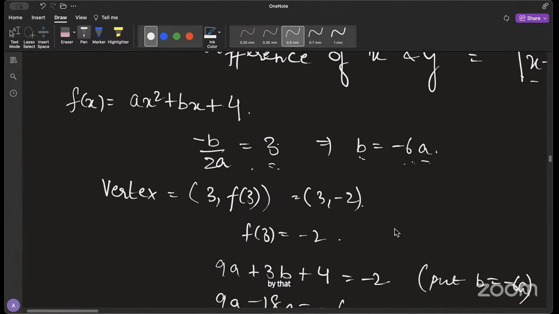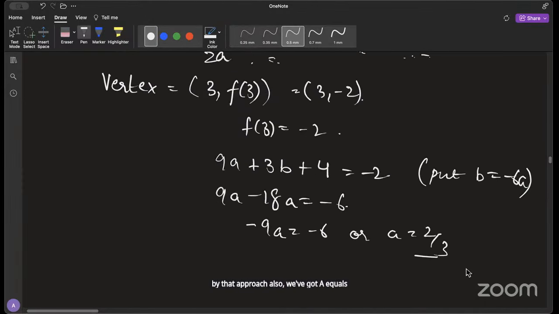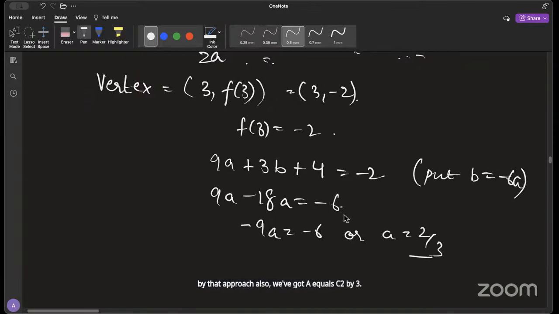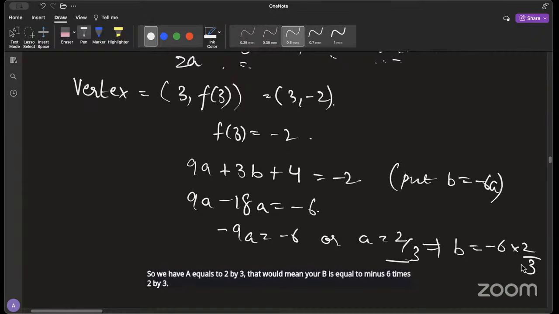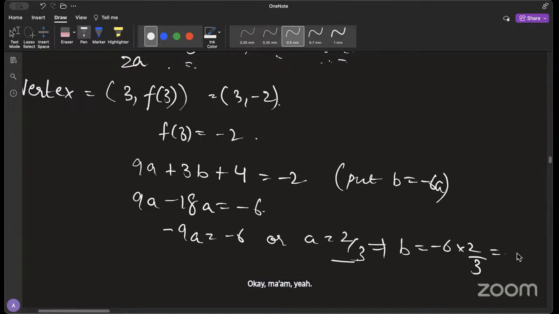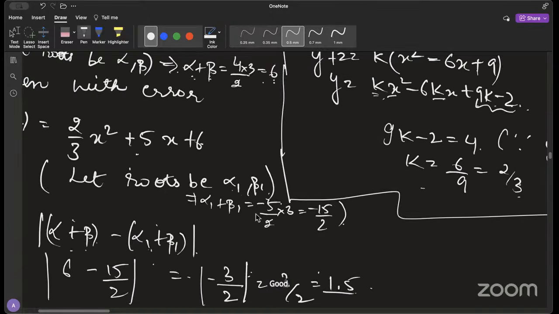By that approach also, we've got a equals to 2 by 3. That would mean your b is equals to minus 6 times 2 by 3. So this will be 4 minus 4. That's it. And then it's the same from here.